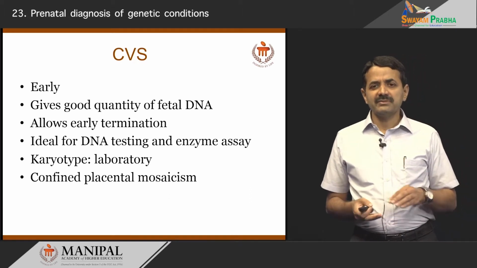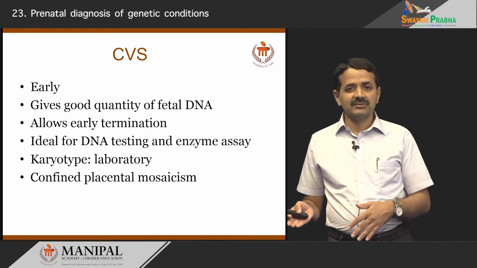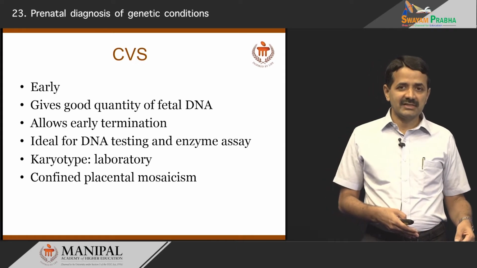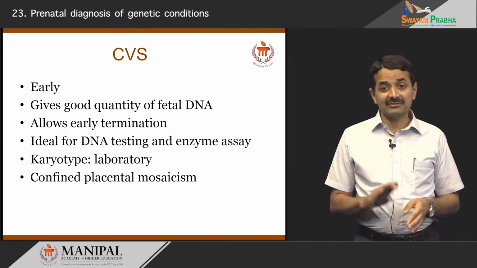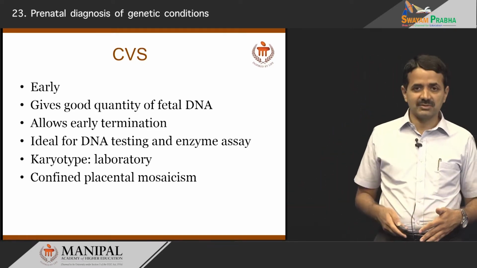There may be sometimes mosaicism in the CVS, which is not reflected in the fetus. So, this is one of the things which we need to keep in mind. We may get an abnormal result in the CVS and it may not actually represent what is there in the fetus, but these are very rare situations.